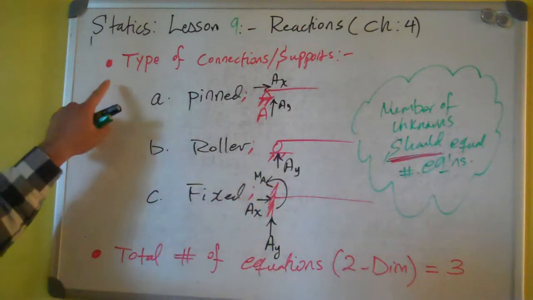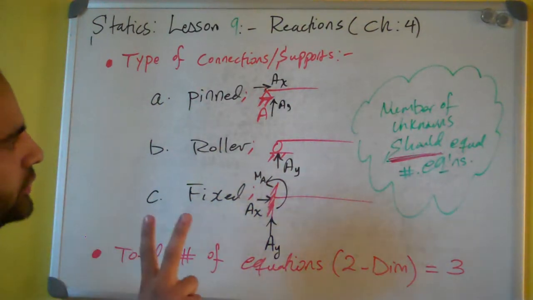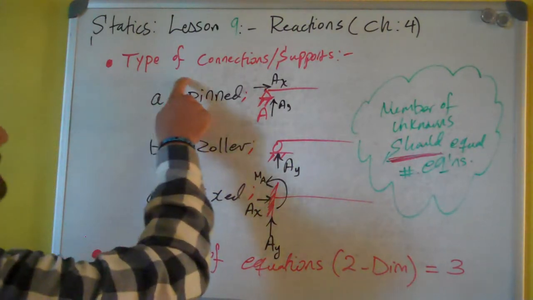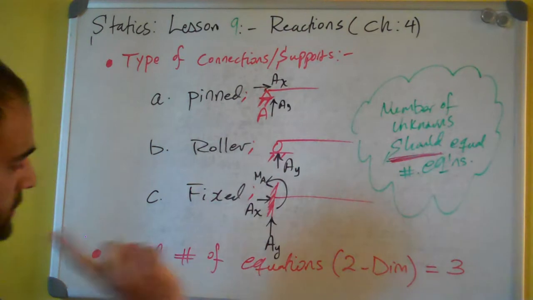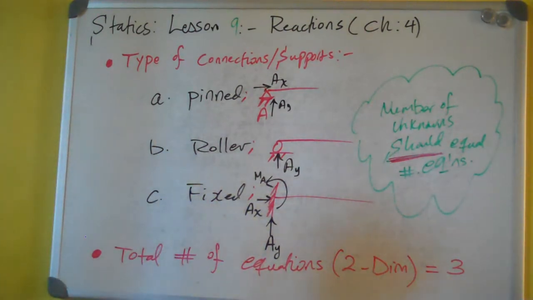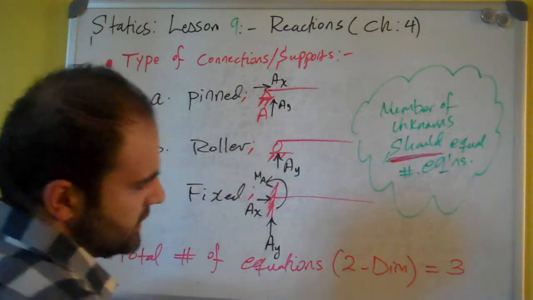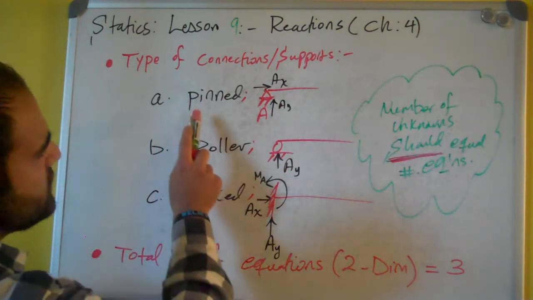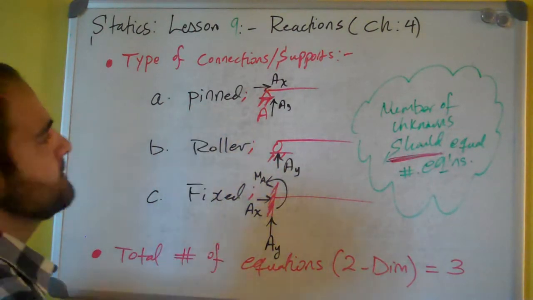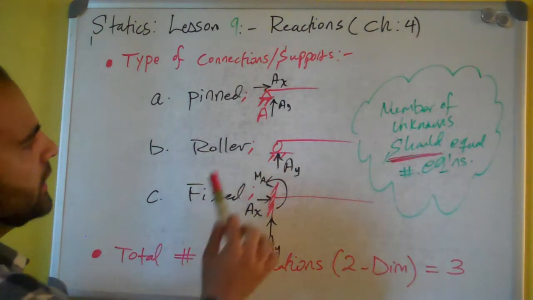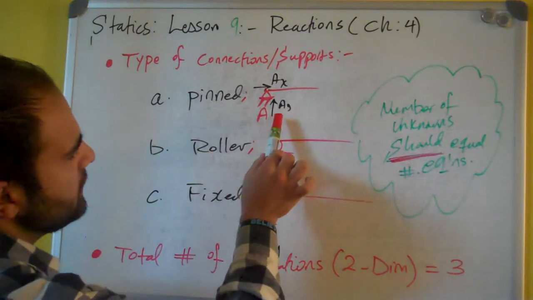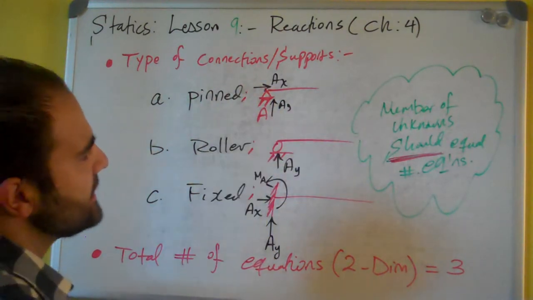So we're gonna talk about two important subtopics today. One, type of connections or supports. Two, total number of equations. In two dimensions, we're going to focus on two dimensions. You have 1, 2, 3 types. Pinned or pivot looks like this, a triangle. Has 2 unknowns, AX and AY.